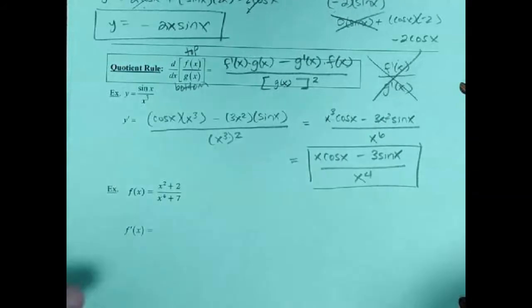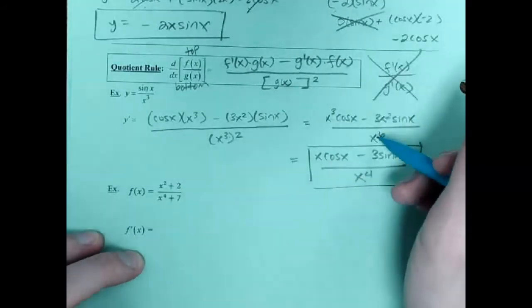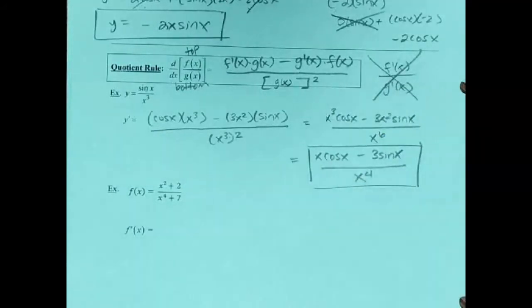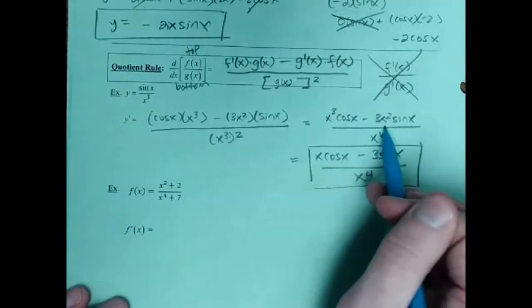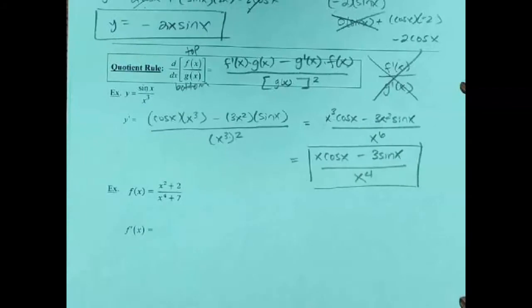You can't go, oh, I'm going to cancel 3, and then cancel 2 and have 1 x on the bottom. No, you have to reduce everything by the same amount of x, right? And then you only reduce by the least amount of x's. Okay, let's move on to the next one.